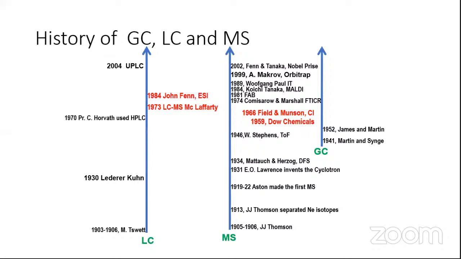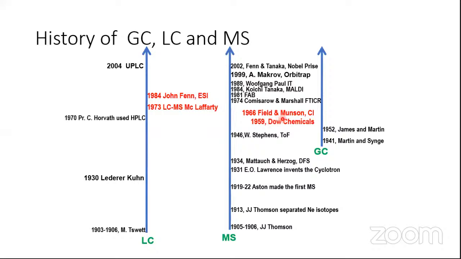Just a brief history of GC, LC, and MS. As you can understand, LC was developed much earlier by Mikhail Tswett in the beginning of the 20th century, 1903 to 1906 was the period when Tswett worked on chromatography. MS also got developed around the same time by J.J. Thomson. Both these techniques were developing parallelly, but only after something like 65, 70 years, GC and MS got combined, developed in 1952 by James and Martin, and within 4-5 years, you have a GCMS already existing.